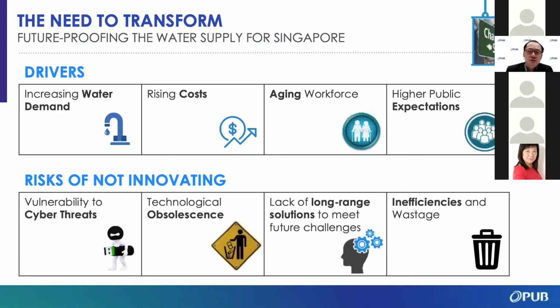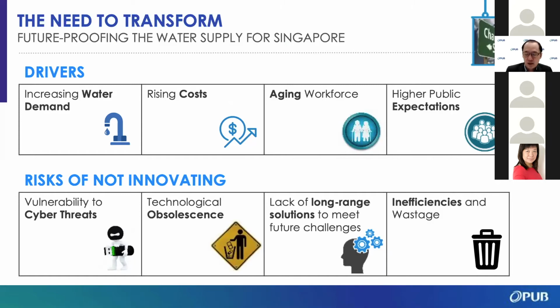So the drivers for us to pursue digitalization of our water system are as shown. There is increasing water demand from the population. In fact, we are supplying about 2 million cubic meters of water a day. We expect this to double in another 40 to 50 years. Costs are rising, and as you can see from my previous slide, because we use water recycling and we use desalination, there is a higher energy component to each unit of water produced, so we need to manage that.